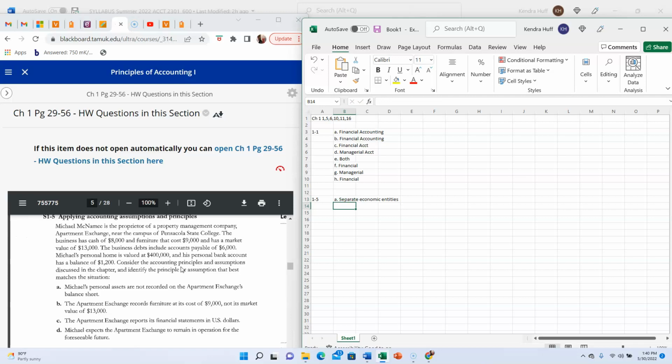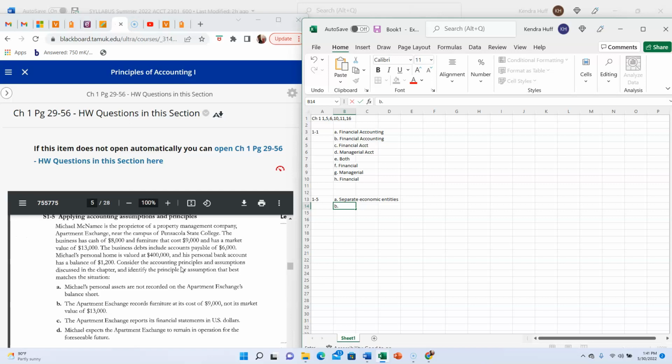All right, you want to keep everything separate. You want your business separate from your personal life. And if you have more than one business, you want to account for each business individually as well. So there are separate economic entities. The apartment exchange records furniture at its cost of $9,000, not its market value of $13,000.